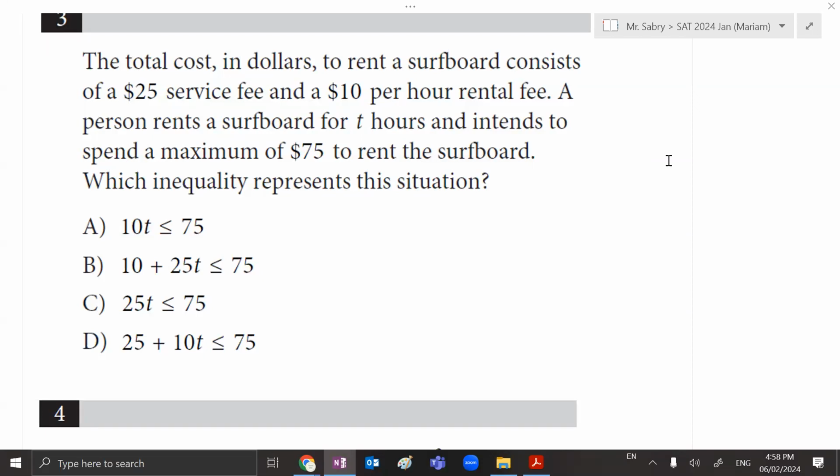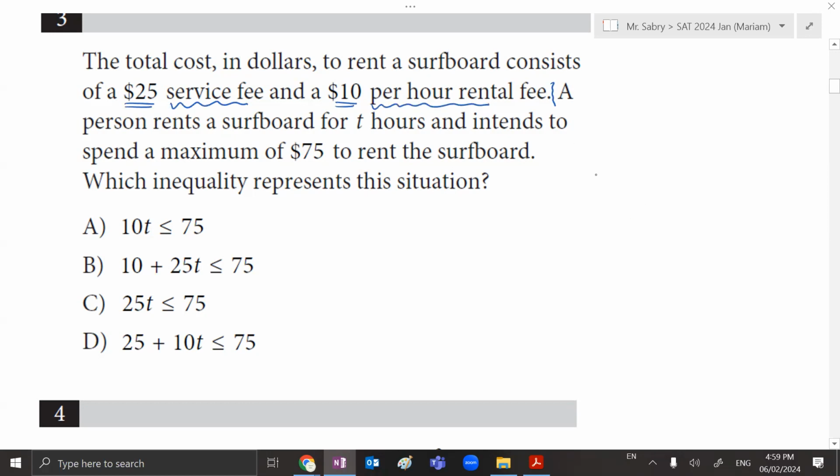So would you try to do that? Yes. Where would you stop? First one at rental fee. Okay, so here's the first full stop. It seems like there are a few important pieces of information. The total cost to rent a surfboard consists of a $25 service fee and $10 per hour rental fee.